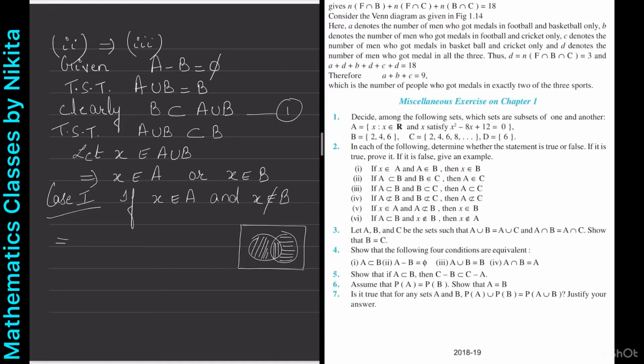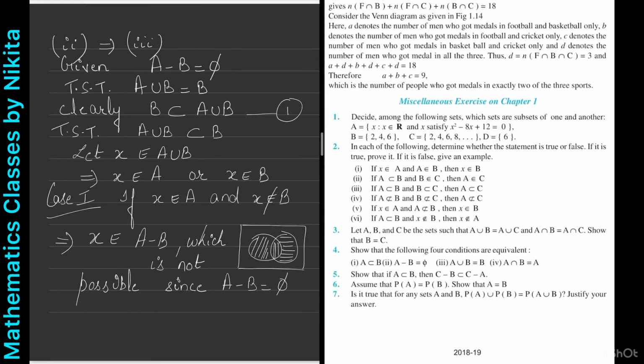Now this implies what? That X belongs to A minus B, which is not possible because it is given that A minus B is empty. So this case will not arise, which is not possible, since A minus B is equal to empty. Now let's see the second case.